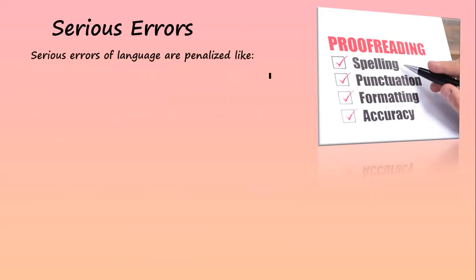And the most important thing is that your serious errors of language are penalized. They are not ignored at all. And what are those errors? Let's see. First of all, your verb forms are not correct. Perhaps you know them, but you are not spelling them correctly. Or you have serious tense errors. You don't know where and how to use them.